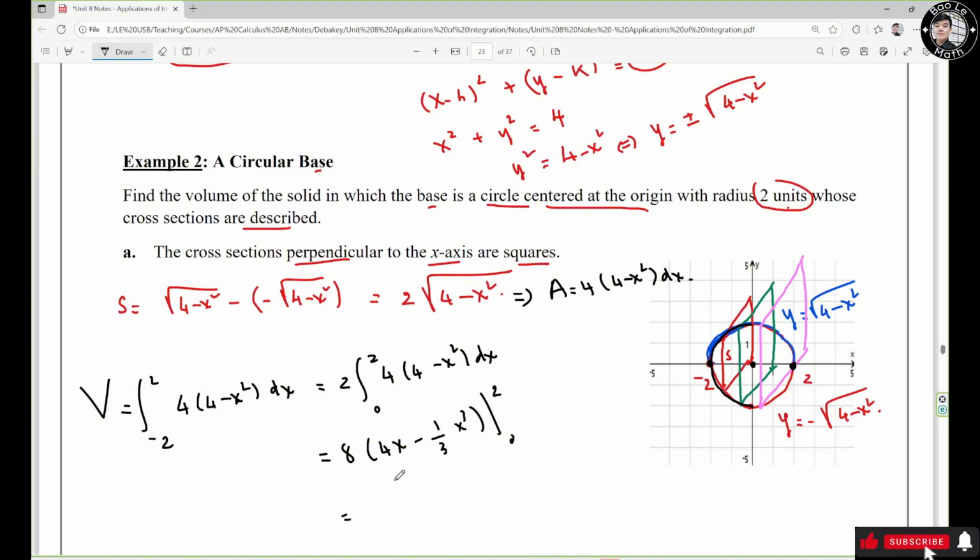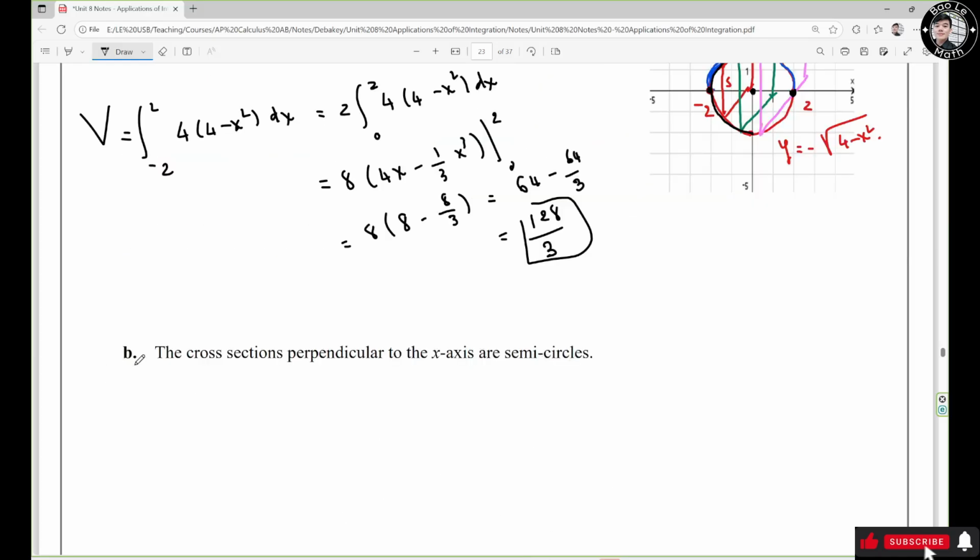Now I substitute 2 for s, so it will be 8 times 8 minus 8 over 3, right? Substitute 0 for s, it will be 0, right? So if I simplify this one, it could be 64 minus 64 over 3, right? And if you simplify this one, it's actually 128 over 3. Let's move on to question B.